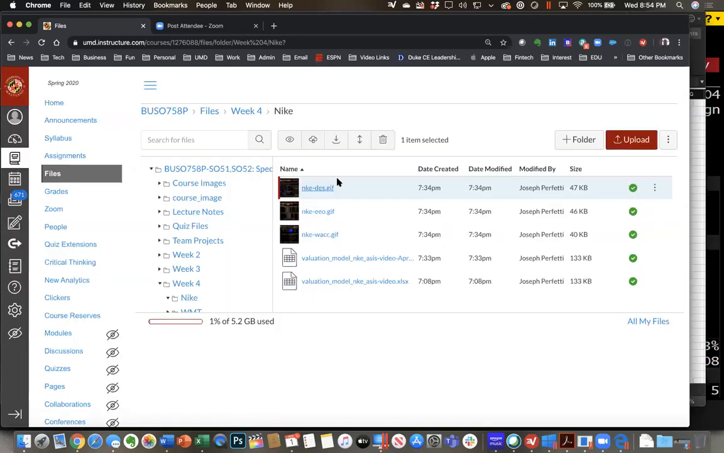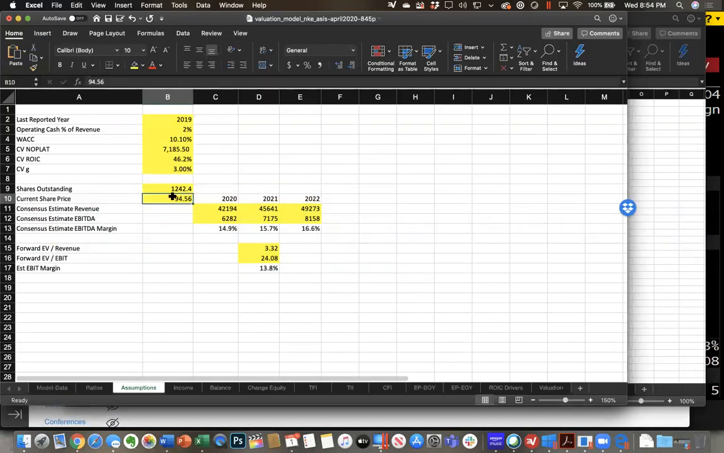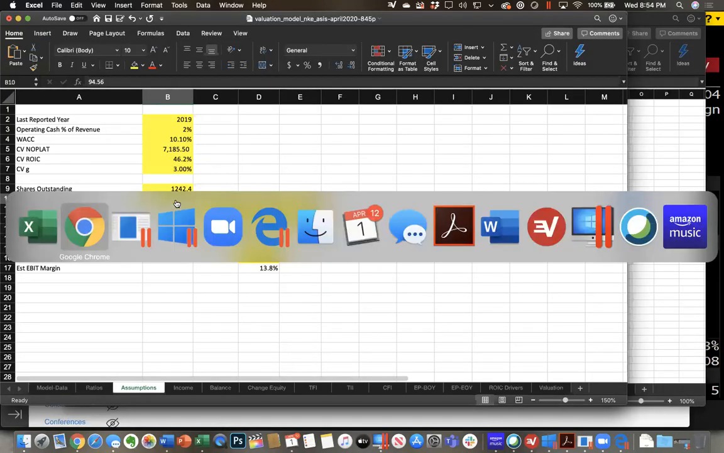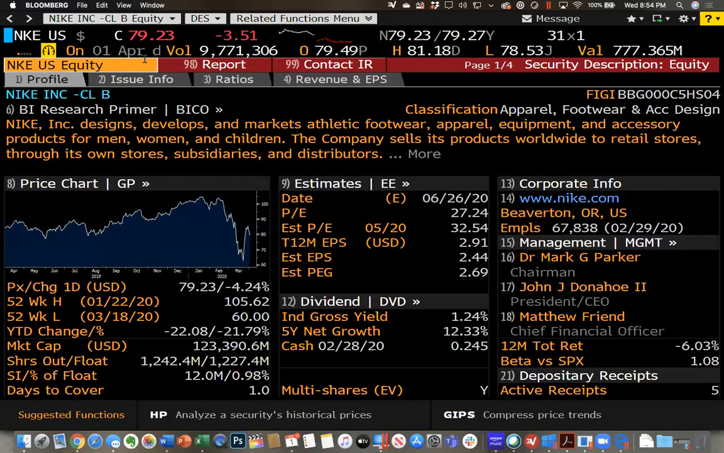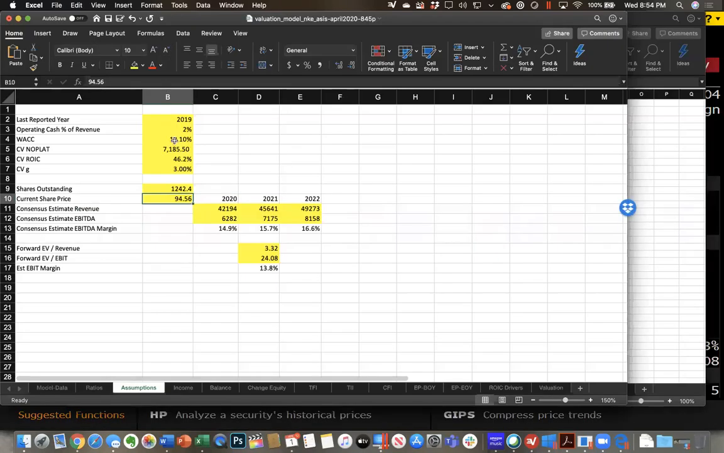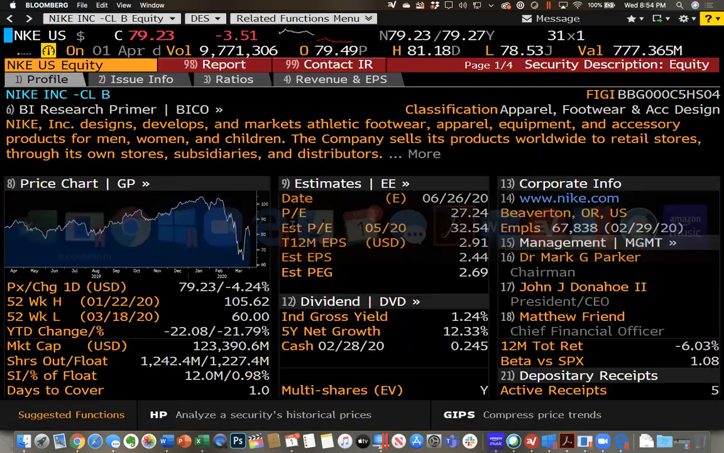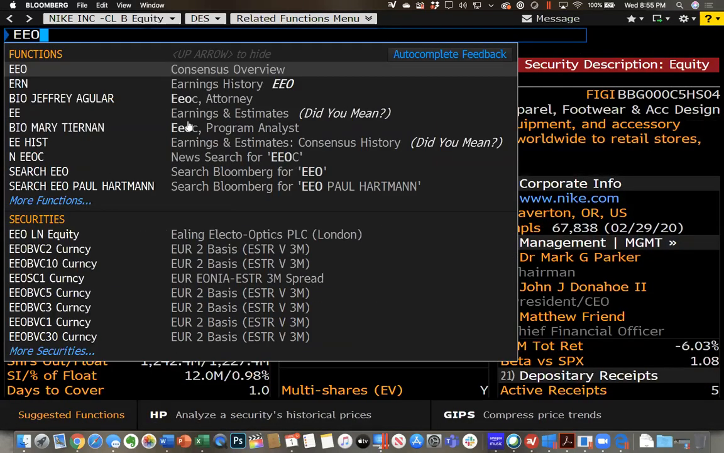Now, the third thing we have to do is come down here and put in a current price. If I looked at Nike, today they closed at 79.23. So I would update the price to 79.23. And then finally, I want to update the new analyst estimates for revenue and EBITDA for Nike based on the current situation. This is where they were probably November 2019. Where are they in April 2020?